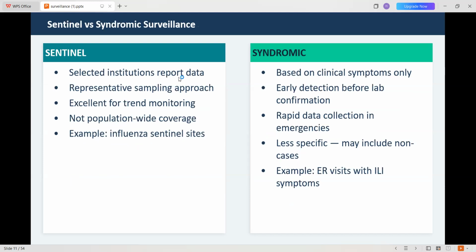Next is sentinel surveillance, in which selected institutions report data, a representative sampling approach, excellent for trend monitoring, but not population-wide coverage. For example, influenza sentinel sites. Syndromic surveillance is based on clinical symptoms only, with early detection before lab confirmation and rapid data collection in emergencies, but less specific. For example, ER visits with ILI symptoms.